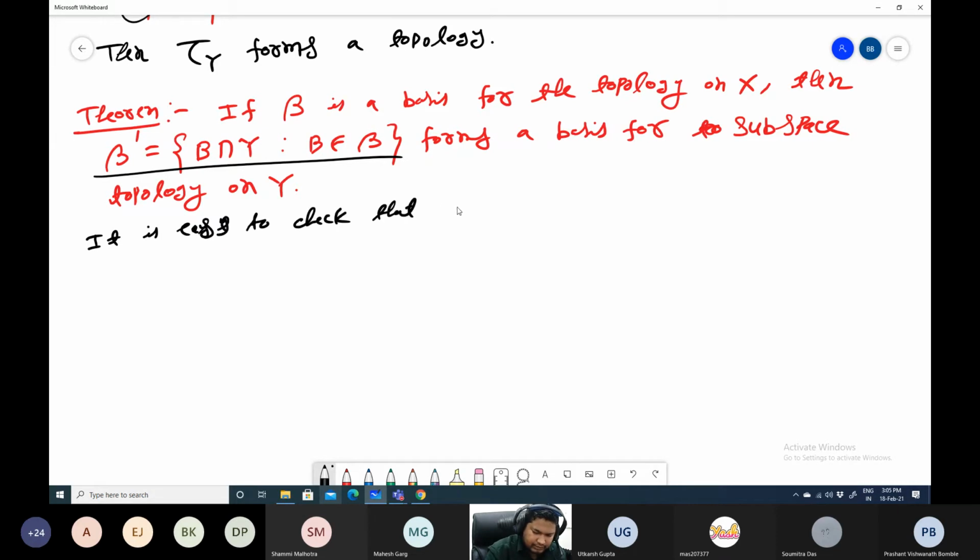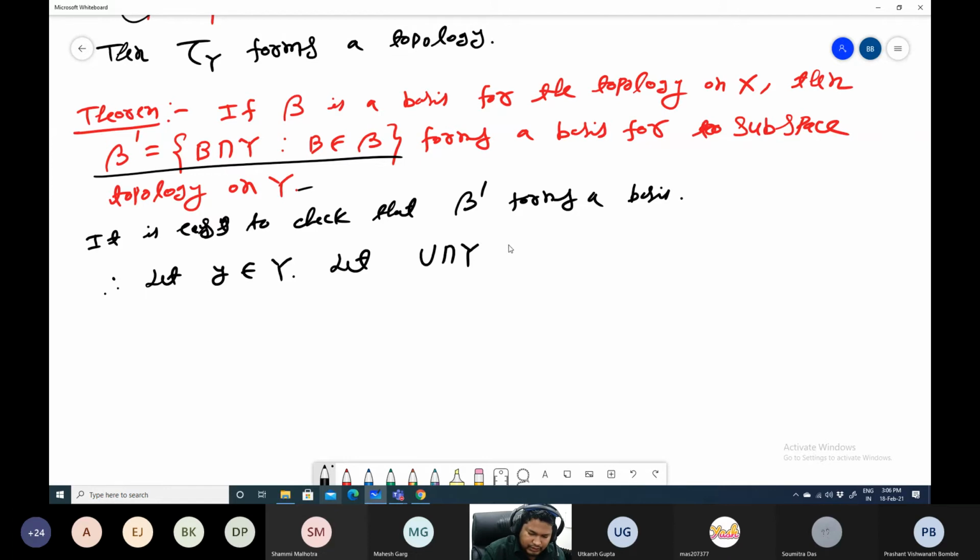To check that beta dash forms a basis is just one line. You can just think about that. Now we will show that this generates the subspace topology. Why? Now let first of all x belong to Y. Now let, say, U intersection Y be an open set in Y containing x.